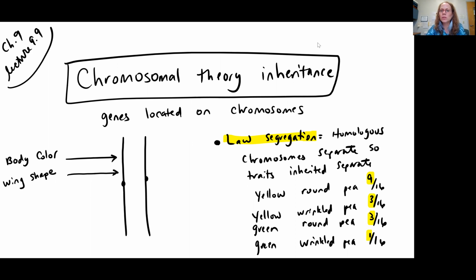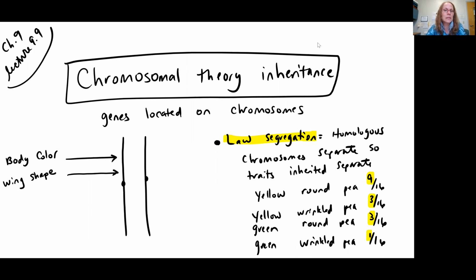Now, based on the chromosomal theory of inheritance, Mendel basically helped us to describe the law of segregation, where homologous chromosomes separate so that traits are inherited separately. So we saw that with our peas when we were looking at characteristics like pea color and pea shape. We saw that they were inherited independently of each other. So being yellow didn't mean that you automatically were round or wrinkled.